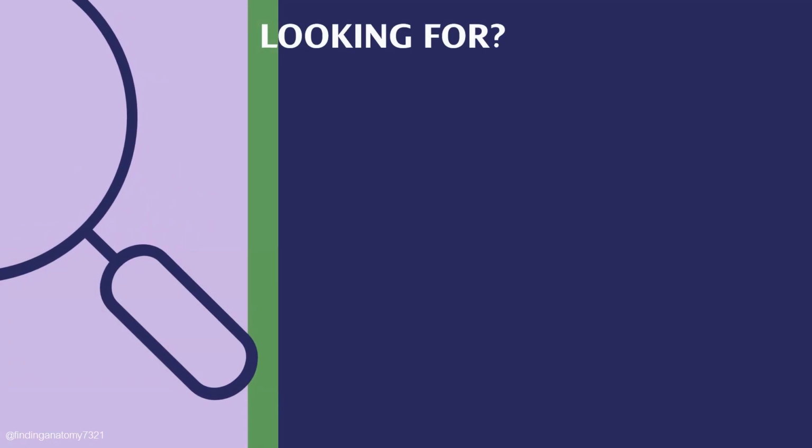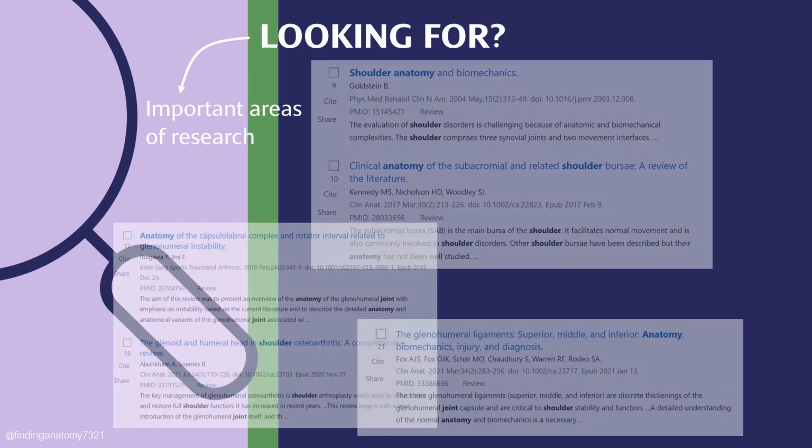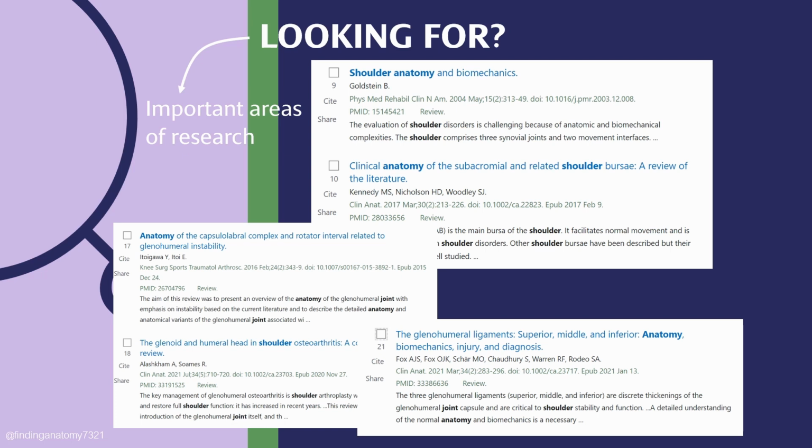So what exactly are you looking for when you're doing an academic search of the published literature? Well, as I said, you're looking for the most current and important areas of research which are currently in focus, and which is where most of the work is being done. So, for example, let's say you want to do something related to shoulder anatomy and do a PubMed search. So you get quite a few articles. Some of them would be talking about the bursae. Some of them might be talking about ligaments.